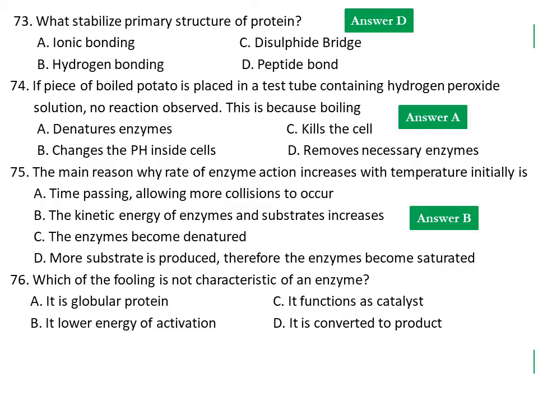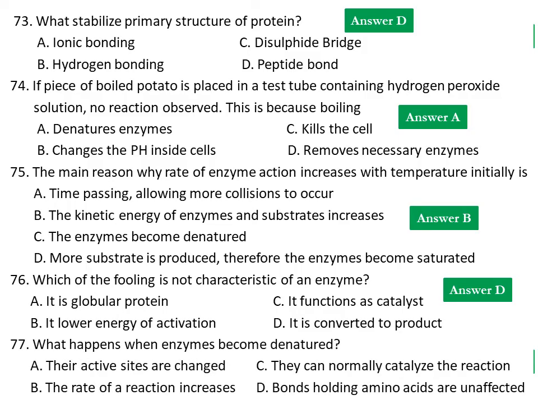Question number 76. Which of the following is not characteristic of an enzyme? A. It is a globular protein. B. It lowers energy of activation. C. It functions as a catalyst. D. It is converted to product. So the answer is D. Enzymes are not converted to product, they are used over and over again. This means they are unchanged at the end of the reaction.